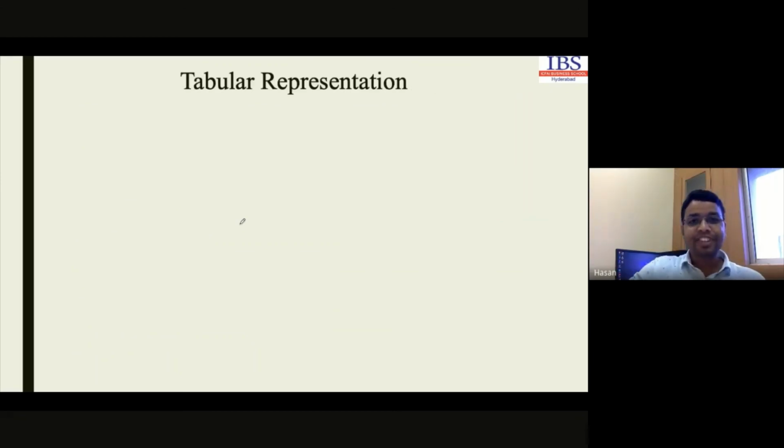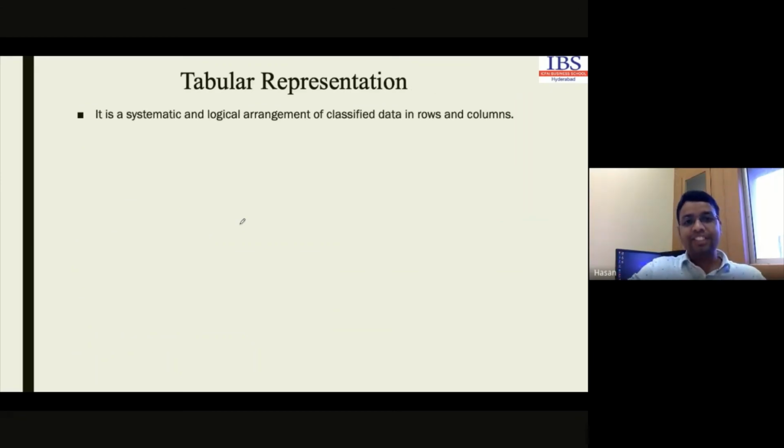Okay, next one is tabular representation. What does it mean? Tabular representation is the systematic and logical arrangement of classified data in rows and columns. Basically, a table consists of rows and columns. So this is tabular representation.